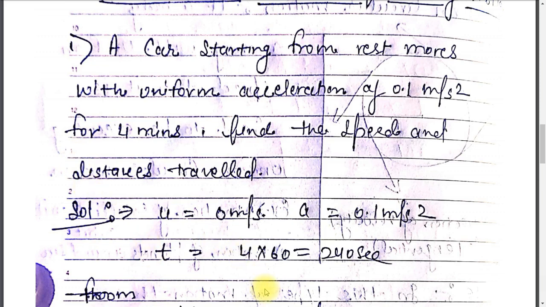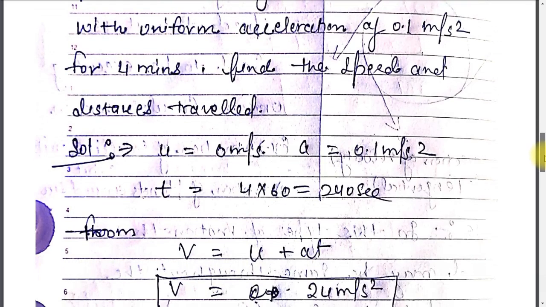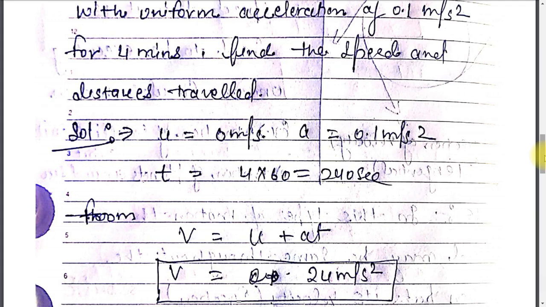Now firstly we have to convert time into seconds. So we can write 4 minutes equals 4 into 1 minute, and 1 minute equals 60 seconds. When we multiply both values, we get the time in seconds, that is 240 seconds. Now we have to calculate the speed, that means the final speed, because the initial speed is already given to you.